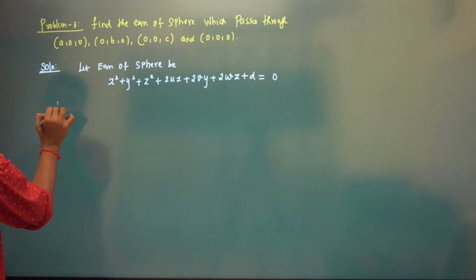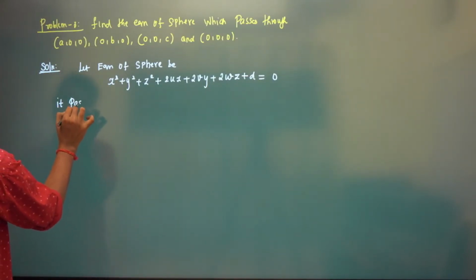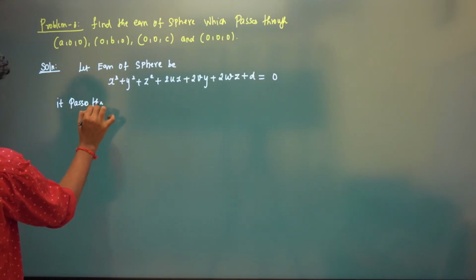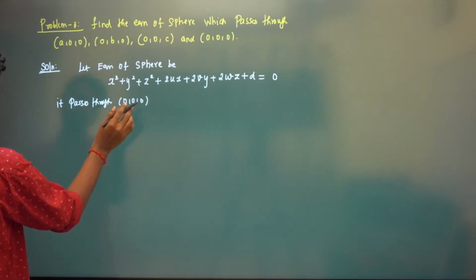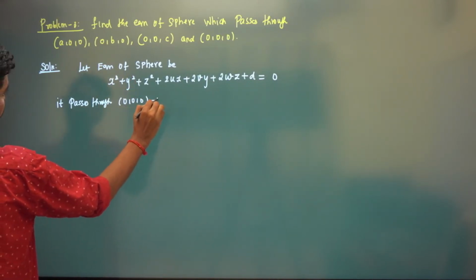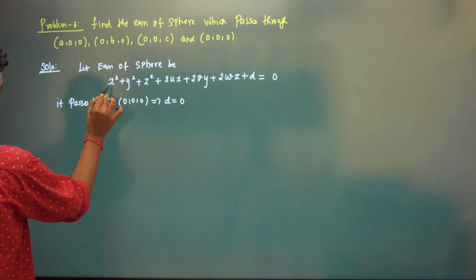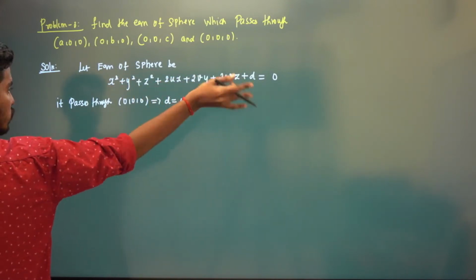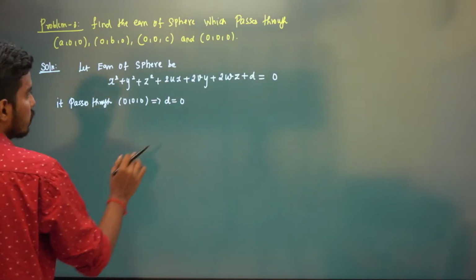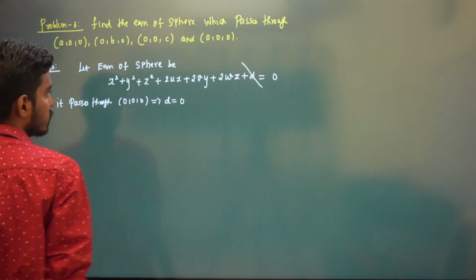Now it passes through first origin. So it passes through origin means you will have d to be equal to 0, right? Because x is 0, y is 0, z is 0. So we will have d to be equal to 0. So if d is 0, we can cancel this term.